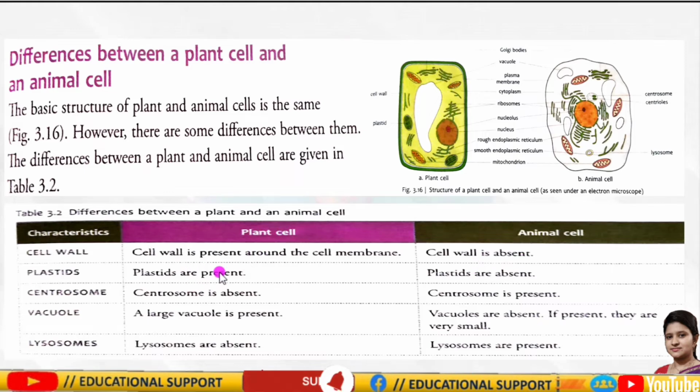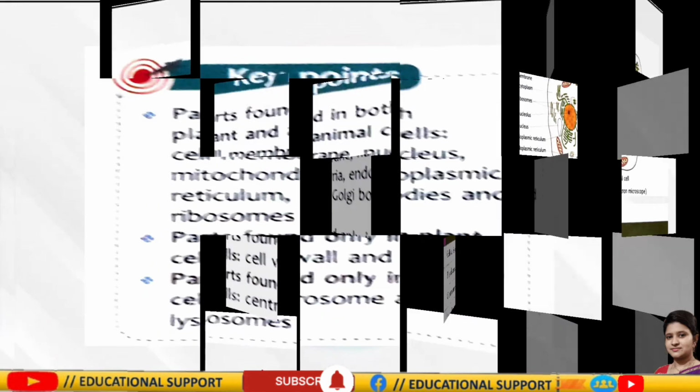In plant cells, plastids are present. In animal cells, plastids are absent. In plant cells, centrosomes are absent, but in animal cells, centrosomes are present. So in plant cells, a large vacuole is present, and in animal cells, vacuoles are absent. If present, they are very small. Next, in plant cells, lysosomes are absent, but in animal cells, lysosomes are present. So these are the key differences between plant cells and animal cells.